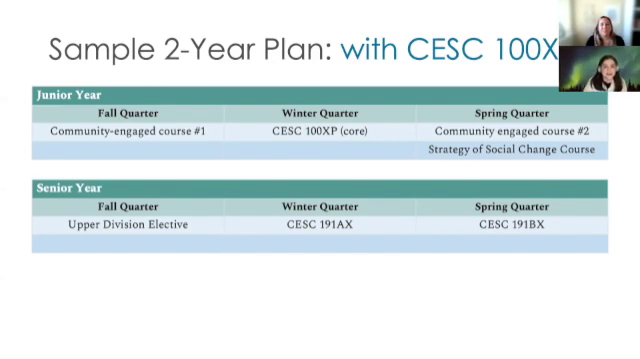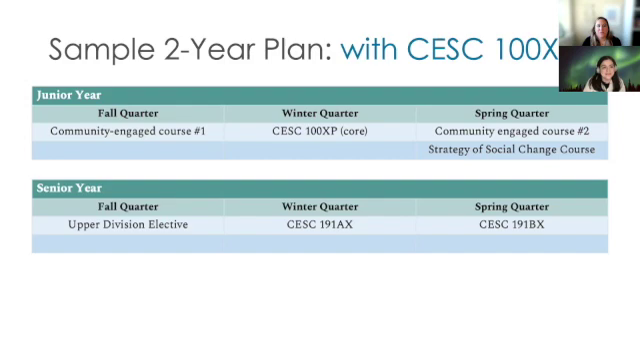Another sample for the 2-year plan would be if you choose to take CESC 100XP for the core course. So fall quarter of your junior year, you would take that first community engaged course. Winter quarter would be that core CESC 100XP course. And for spring quarter, you would take 2 courses, that being the community engaged course and the strategy of social change course. And for your last year, you could do the upper division elective in fall quarter. And your 2 remaining quarters would be 191AX and 191BA.